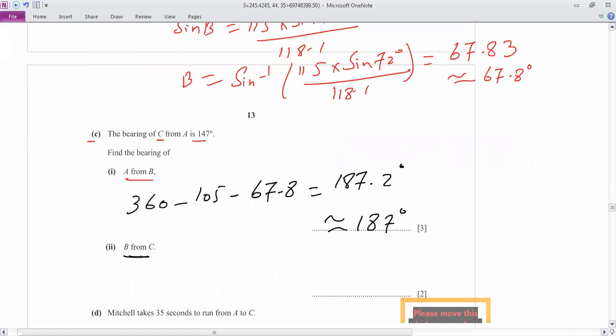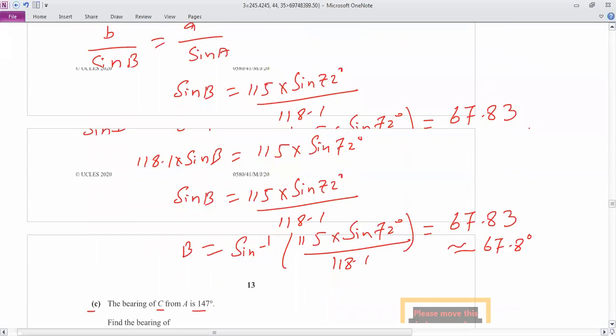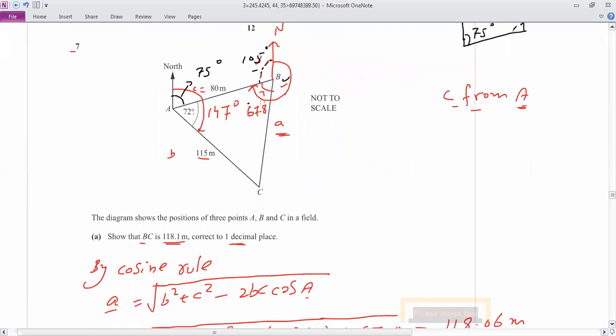Now, the bearing of B from C. B from C means you need to take the north on this one. This is north. And then which angle do you need to find? You need to find this angle, because the angle between their lines, this angle you need to find. Okay, it will be easy. First try to find the whole angle C.